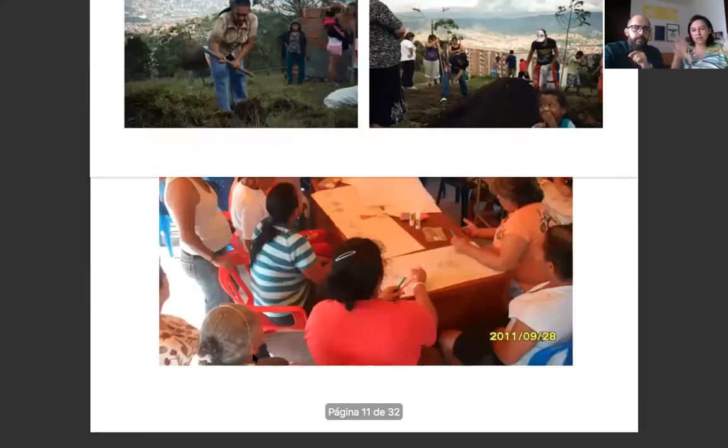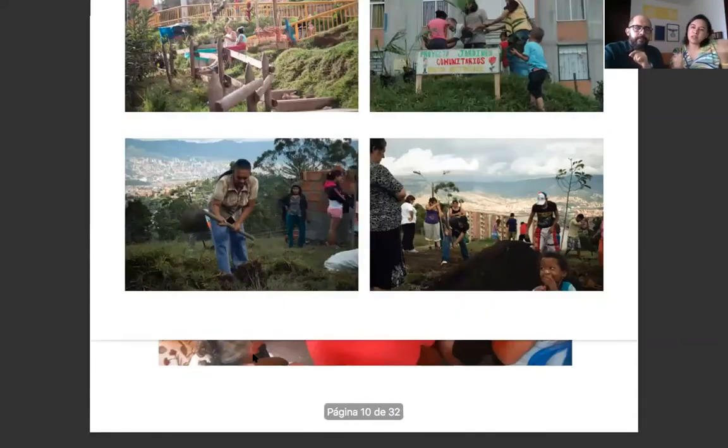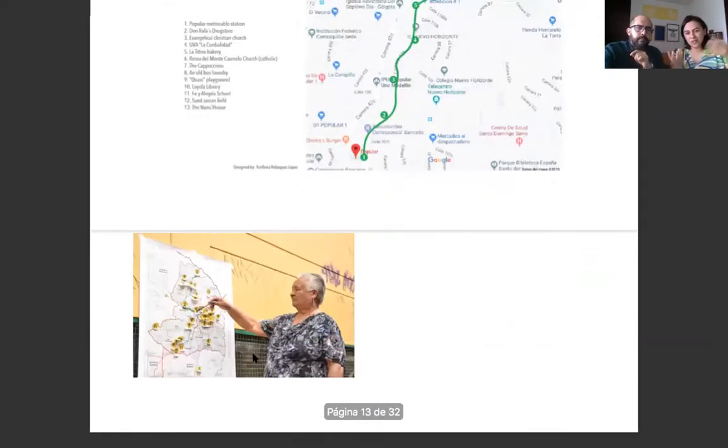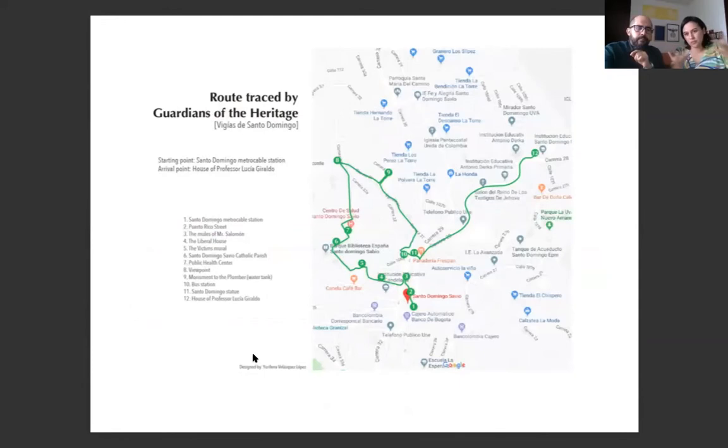So 2 kinds of routes that talk about memory, but from 2 experiences: young people and the elders, who had two very different experiences of the heritage.